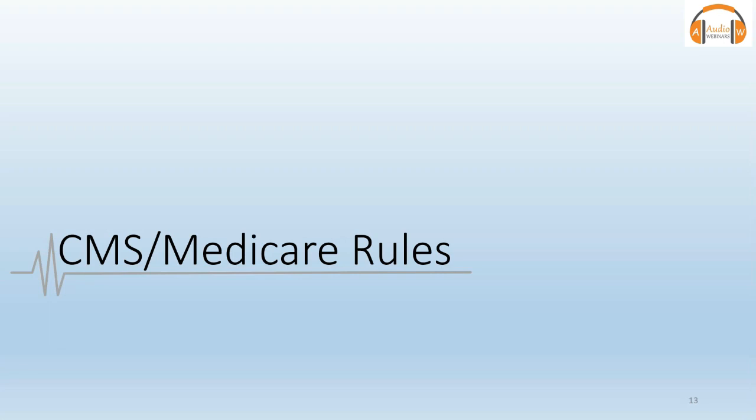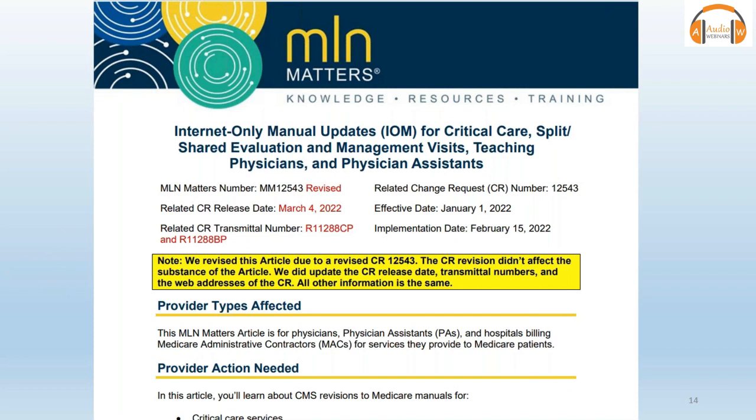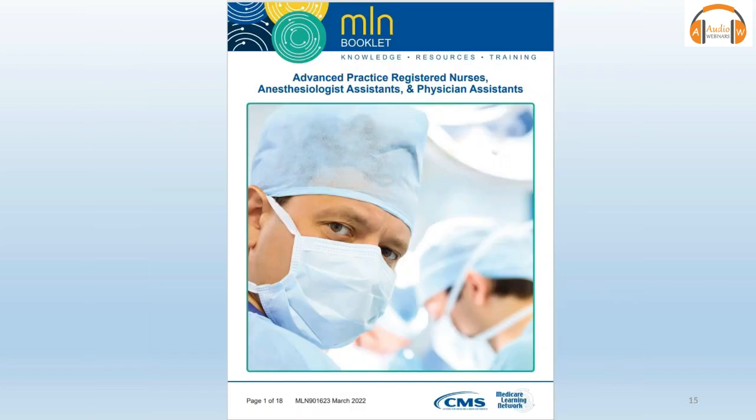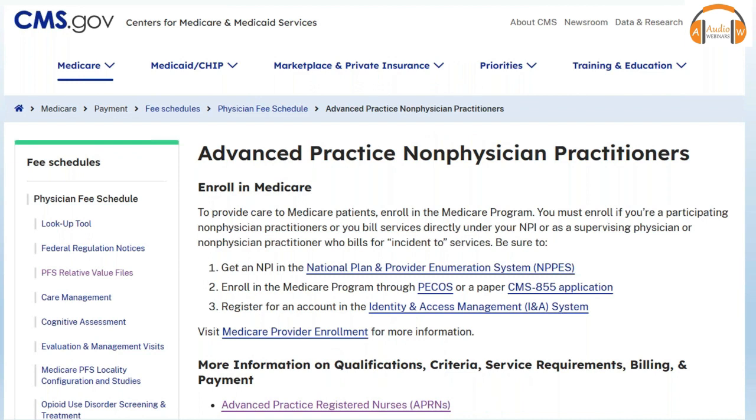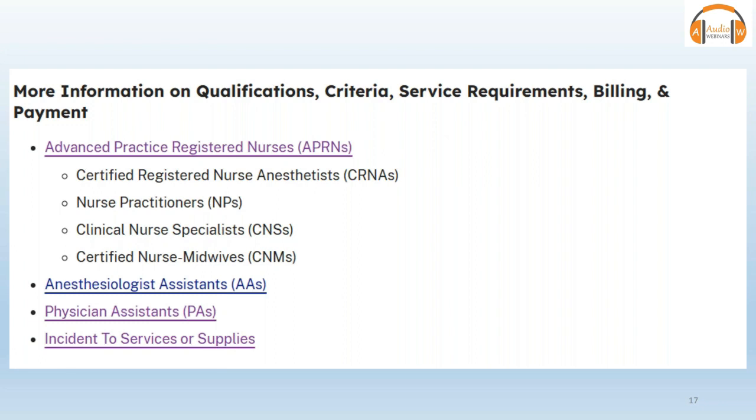And then there was Michigan. So when we look at our CMS or Medicare rules, there is a document that came out, and this was from the Internet Only Manual, and I like to give you references so you can go find them yourself and look at them. So there's that reference. There's also this from March of 2022. And then there's also the website page that has information about all of our non-physician practitioners. And looking down specifically, there's a tab for PAs.